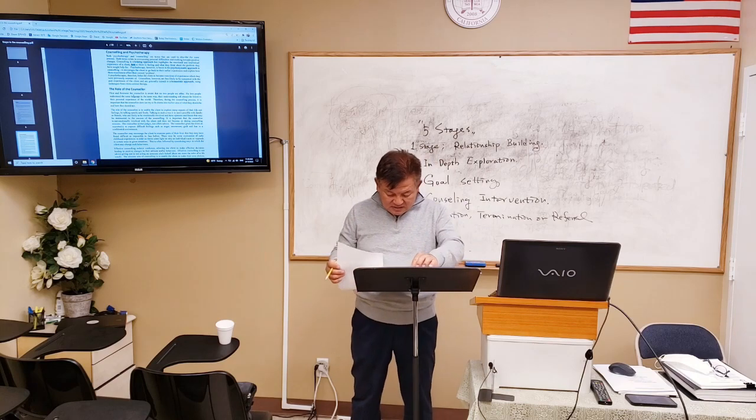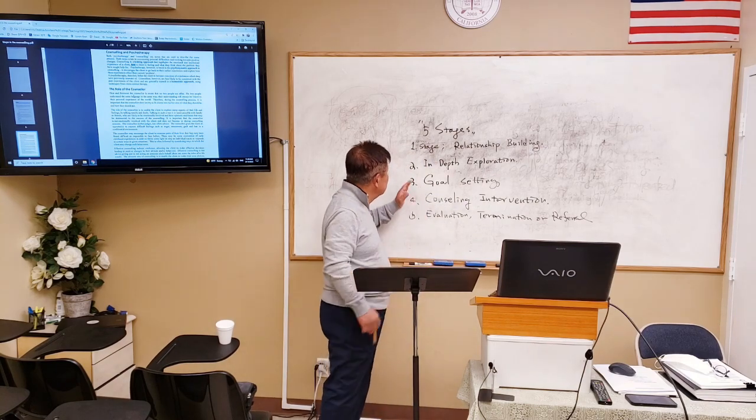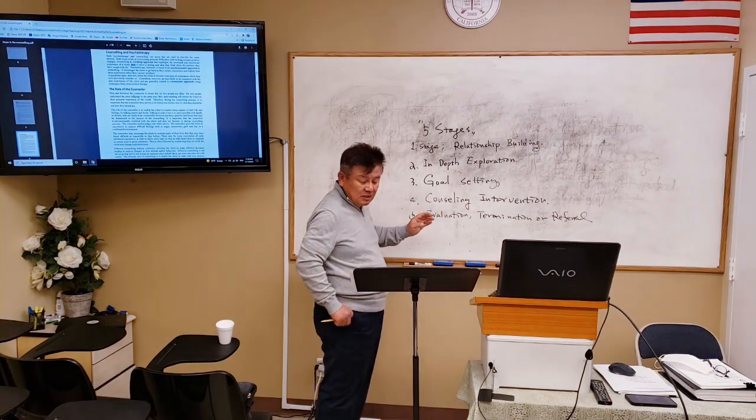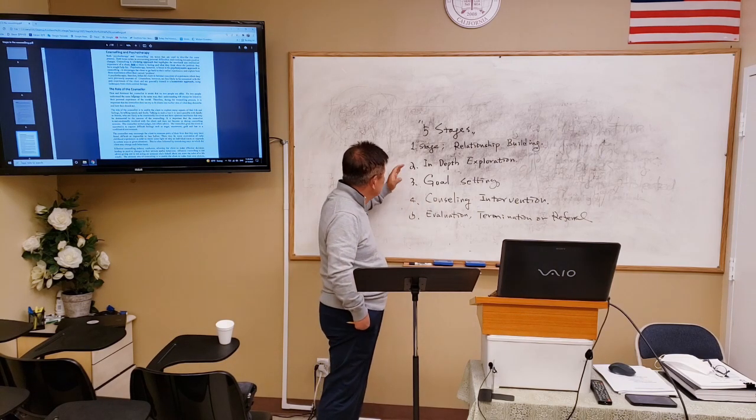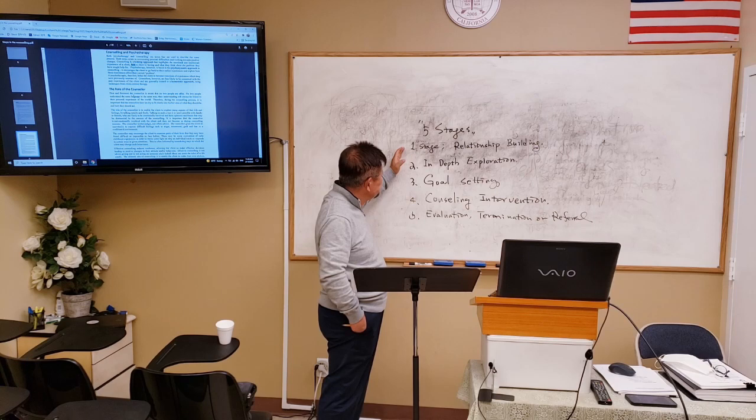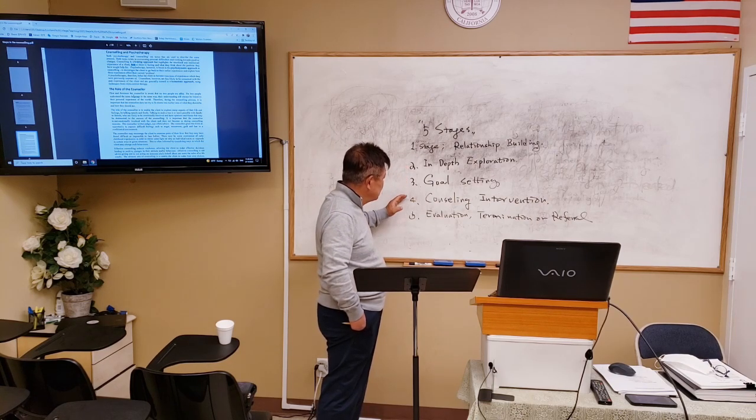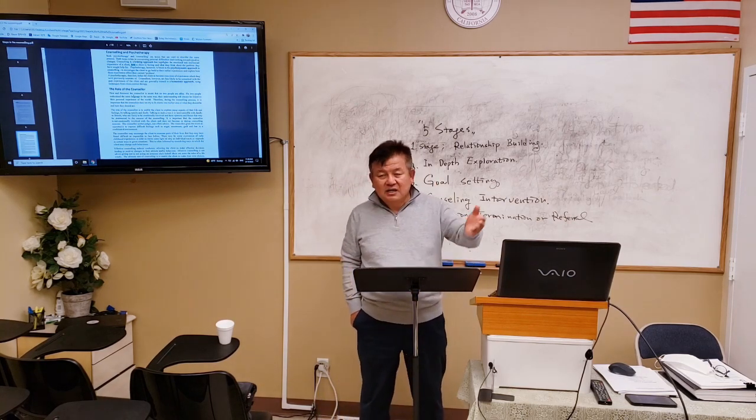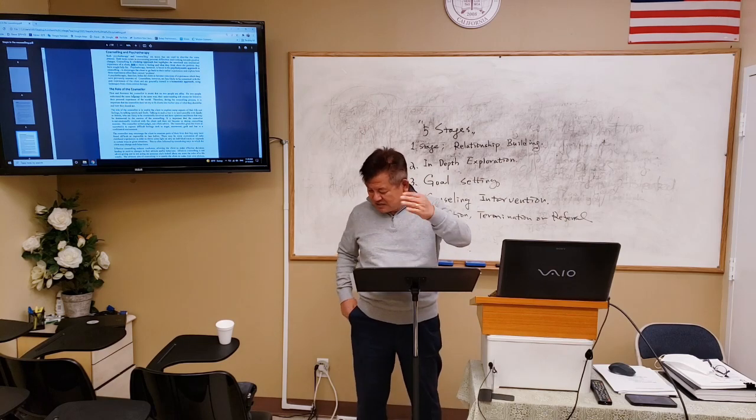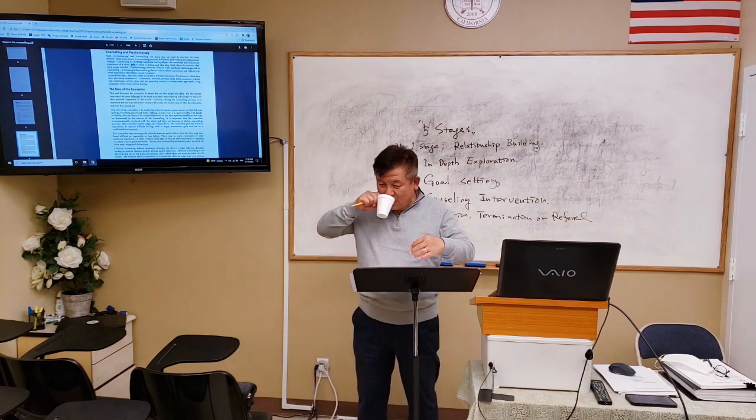So these are the 5 stages between the counselor and client. Stage 1, relationship building. Stage 2, in-depth exploration. Goal setting, counseling intervention, and evaluation and termination or referral. These 5 stages go back, give feedback, turn around, and circle.